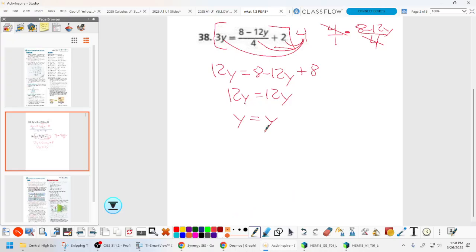Isn't that 12 a negative though? Oh yeah, good catch. Sorry about that. So here's what she's saying. 8. Oh, and the 8s are, I read it completely wrong. Yeah, and positive with the 8. Good job. Sorry about that.